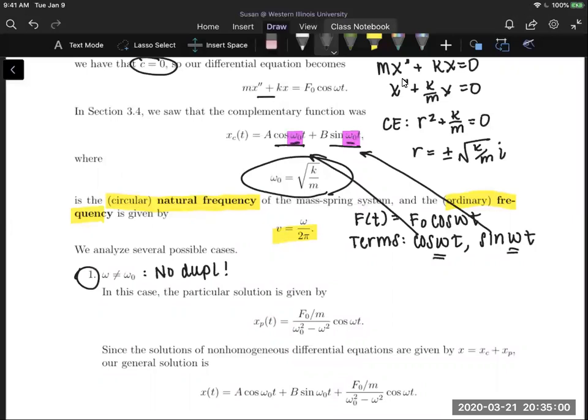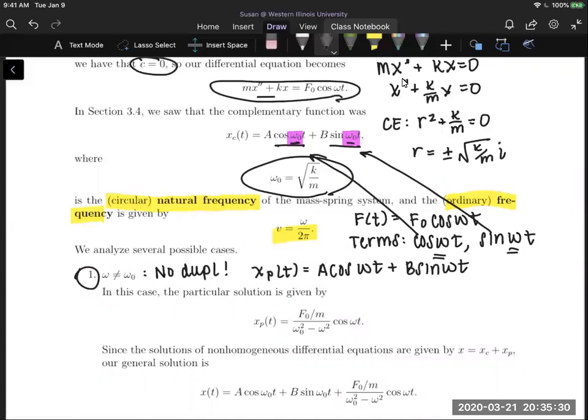So that means that as an intelligent guess for our particular function, we're going to take a linear combination of all of the terms, which is going to be a cosine omega t plus b sine omega t. All right, and so then to determine what a and b are, we would go through the method of undetermined coefficients. So what that means is we would be taking the first and second derivative and then going back up to this original equation here that I just circled and plugging in those derivatives accordingly, and then setting up a system of equations based on the coefficients to determine what a and b are.